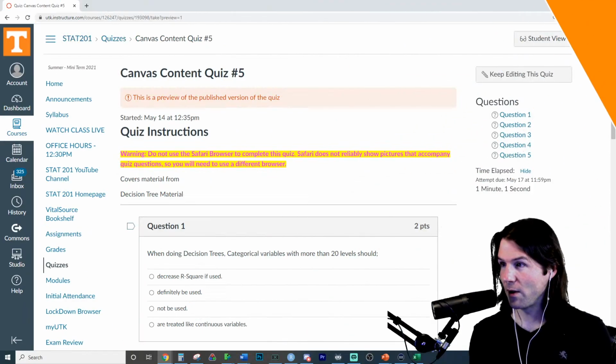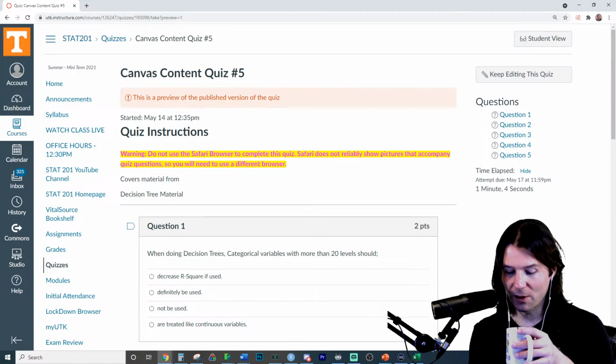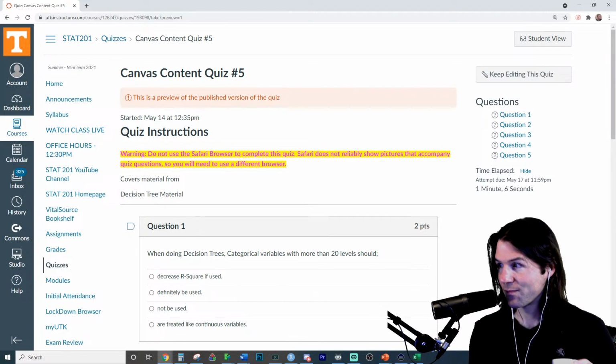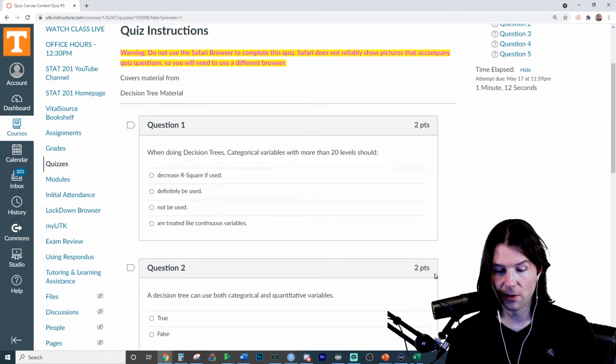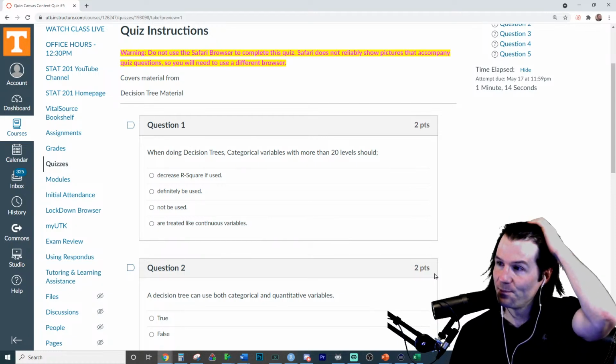Let's go take a look at this Canvas content. Coffee. It's still hot. It's good though. When doing a decision tree, categorical variables with more than 20 levels should what?